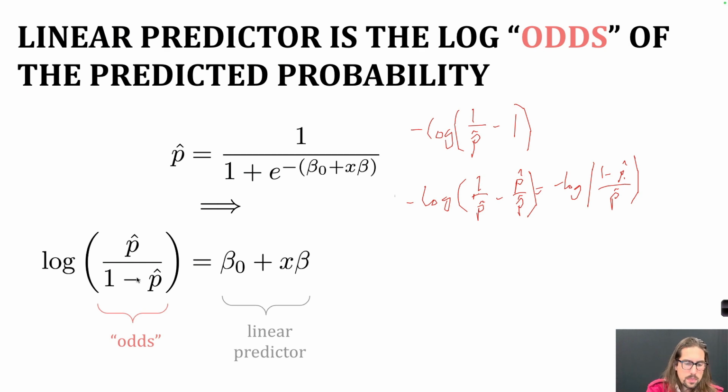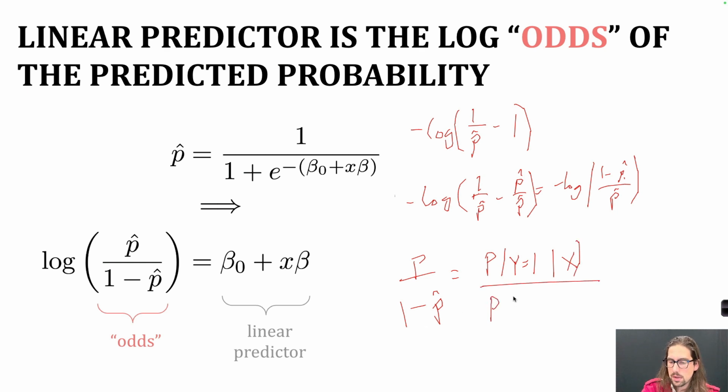Now, okay, so I have some relationship that describes the predicted probability as a function of what I'm calling the linear predictor. What is this? This is what we call the log odds. So p hat over 1 minus p hat. Think of this as the predicted probability of the outcome given x. And then this one is 1 minus that, which is the same as the probability that y equals 0 given x. So this thing, probability y equals 1 over probability y equals 0, is called the odds of something happening.